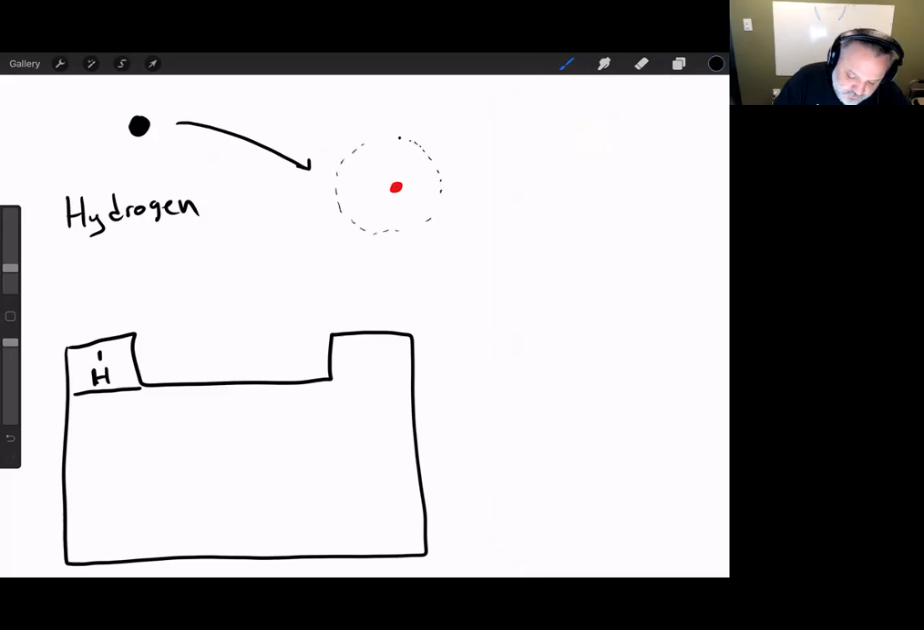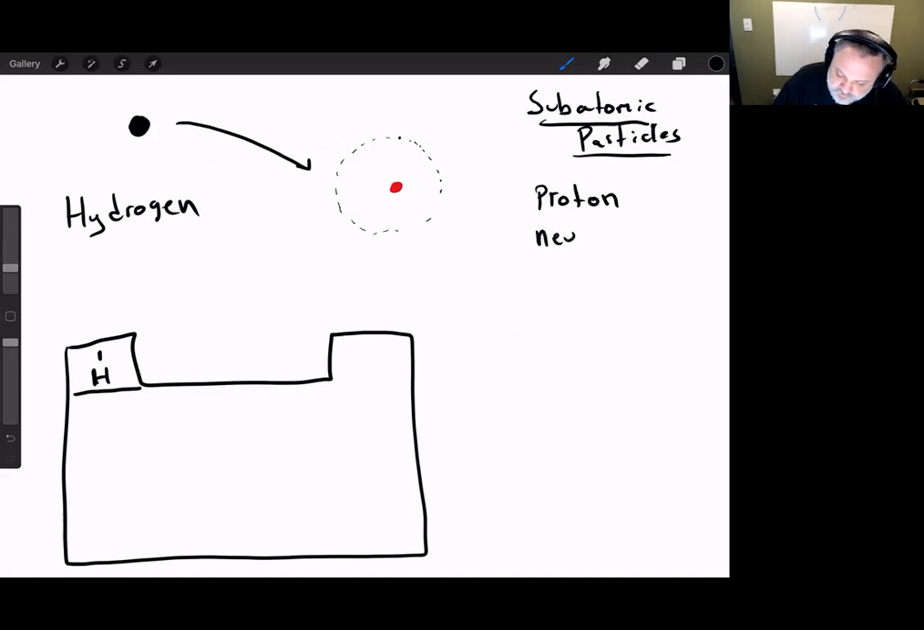Inside the atom, we have something called subatomic particles. And maybe you already know what the 3 subatomic particles are, but they're the proton, the neutron, and the electron. The proton, neutron, and electron.